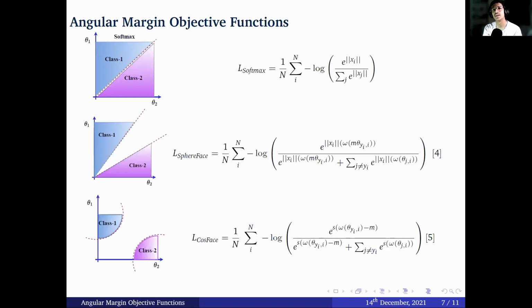The angular margin objective functions that I mentioned earlier have tried to project on the hypersphere, but they didn't. With the help of stereographic projection, we actually project these sets of data samples onto the hypersphere. So let's have a basic look at the regular objective functions. This is a basic softmax. It discriminates between two data points for different classes.